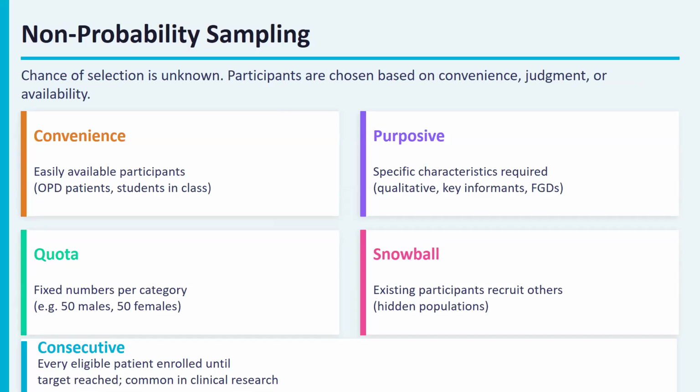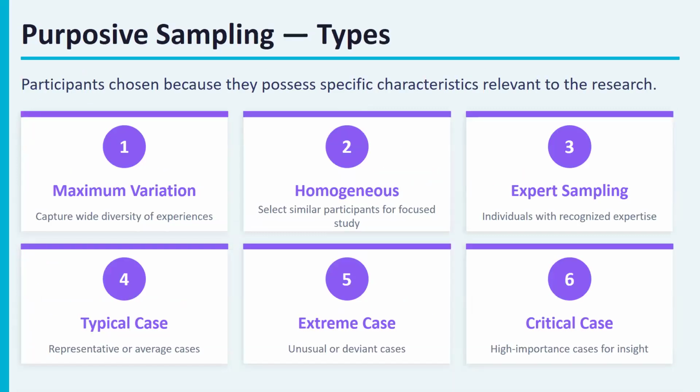Non-probability sampling is the one where the chance of selection is unknown. Participants are chosen based on convenience, judgment, or availability, and it has different types. We will go through the detail. For example, we have purposive sampling, where participants are chosen because they possess specific characteristics. It has various types like maximum variation, where we capture wide diversity of experiences.